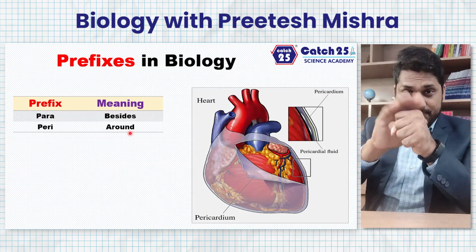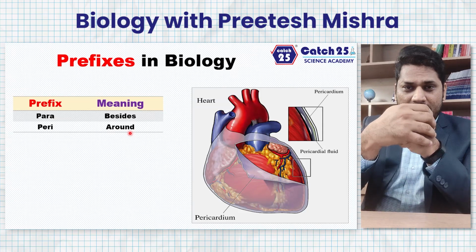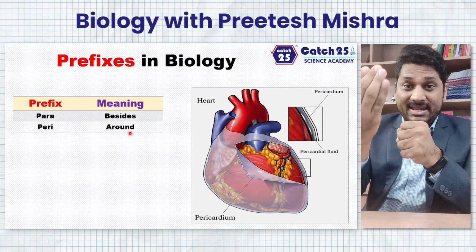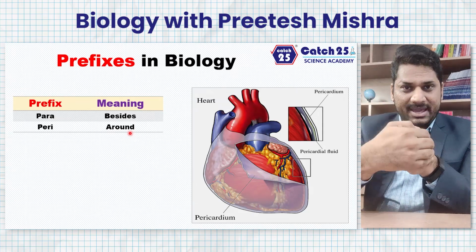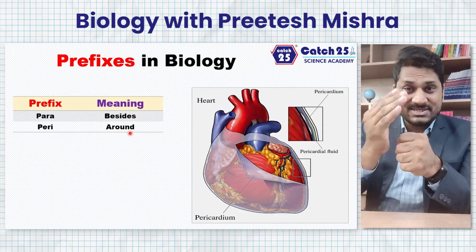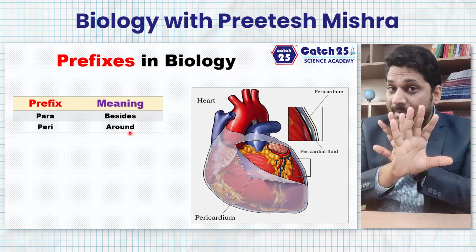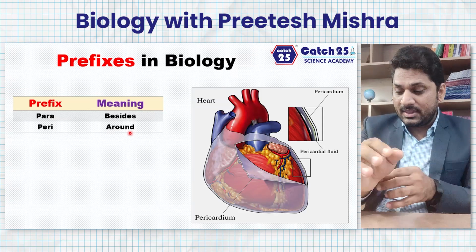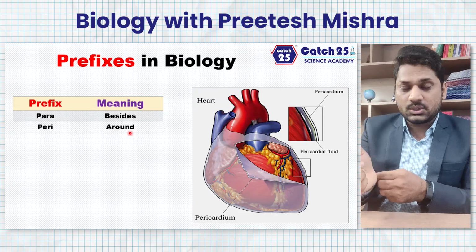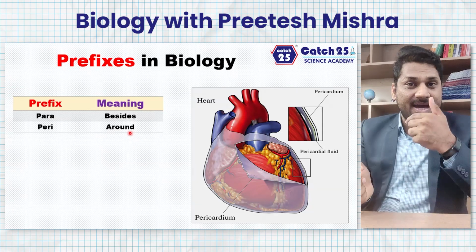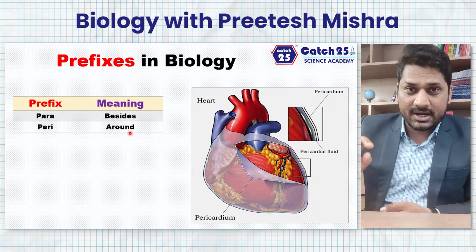If this is the heart, around the heart there is a layer known as pericardium. So that is how you have to apply it. Pericardium, okay? Around the heart. It is not a part of the heart. It is around the heart, like this shirt is around me. This is not a part of me. Similarly, pericardium is around the heart, not a part of the heart.